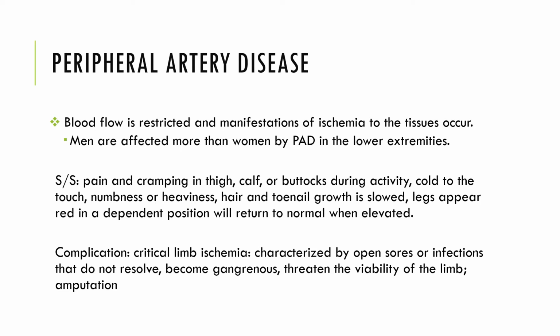Some complications are critical limb ischemia. It is characterized by open sores or infections that do not resolve. So they're not getting that blood flow to have that healing process, so they become gangrenous. This is threatening the viability of the limb, which could lead to amputation.